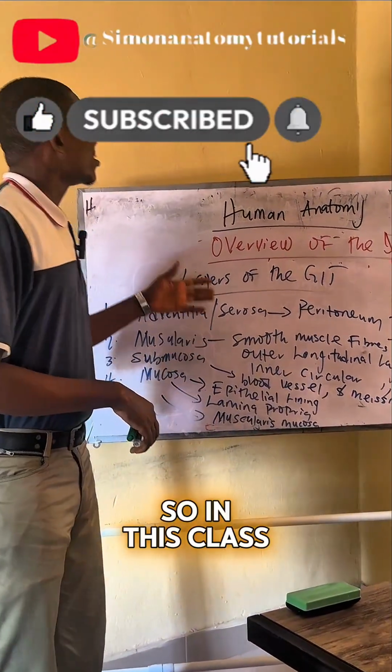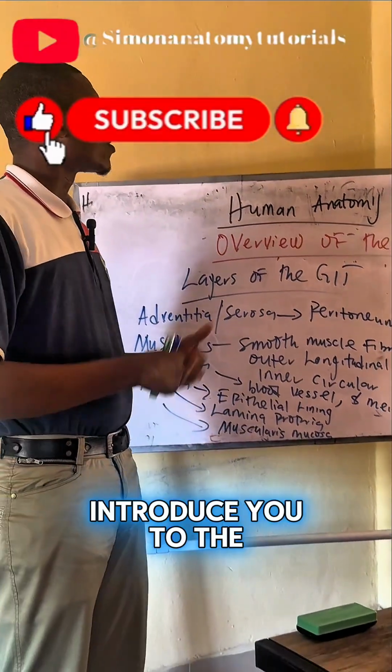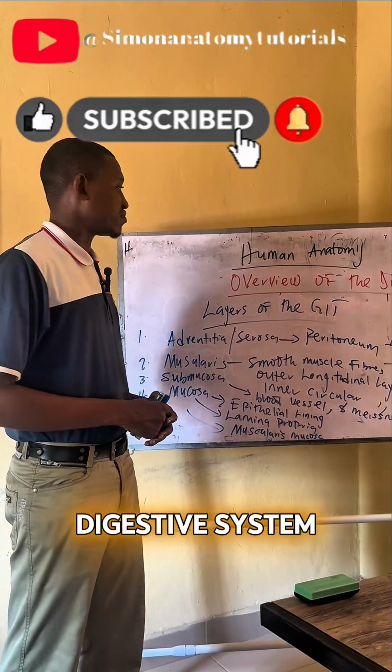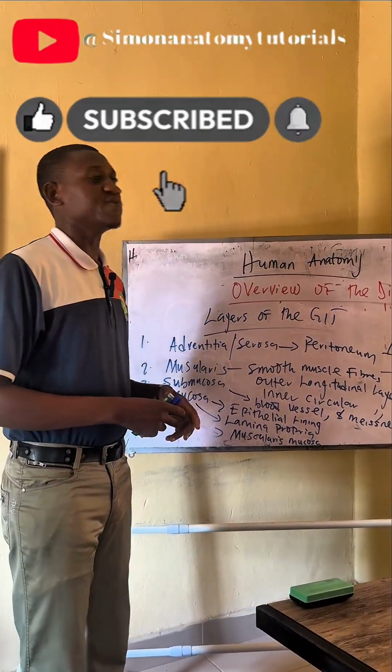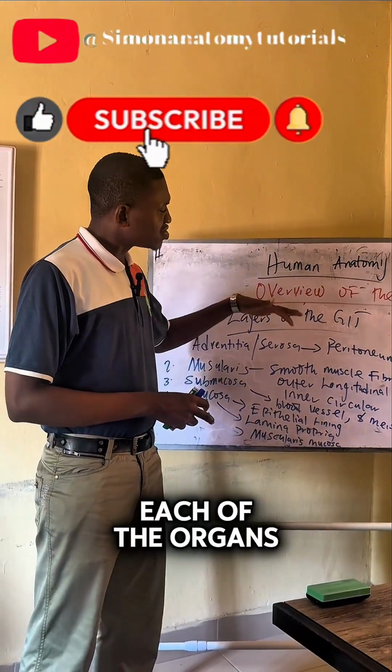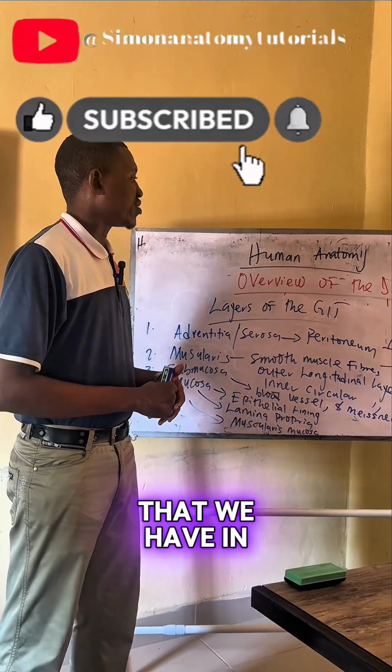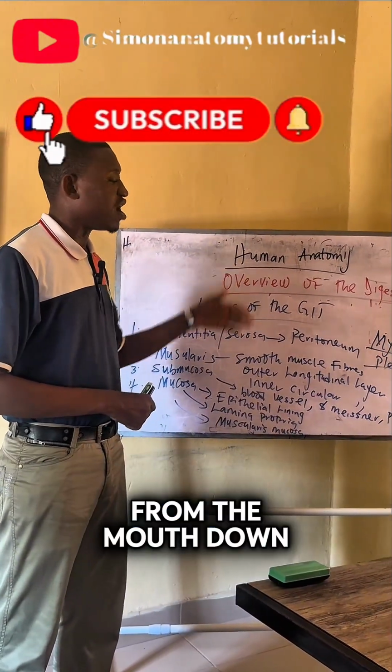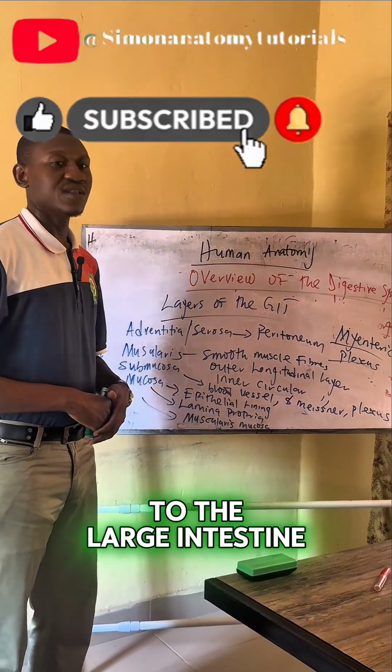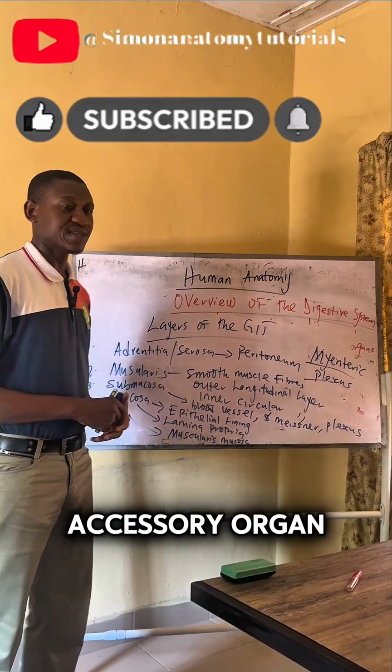So in this class, I have succeeded to introduce you to the digestive system. As we move forward, we are going to be looking at each of the organs that we have in the digestive system, from the mouth down to the large intestine, all through to the accessory organs.